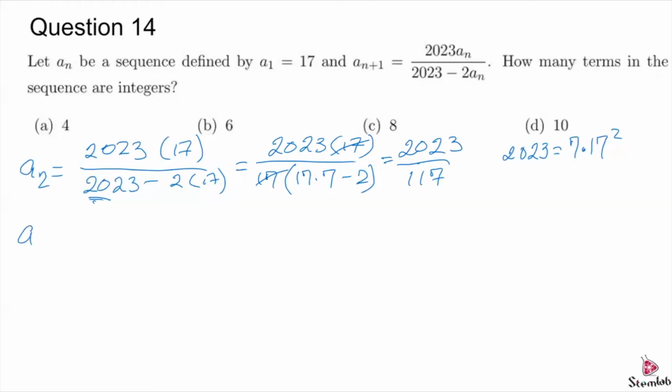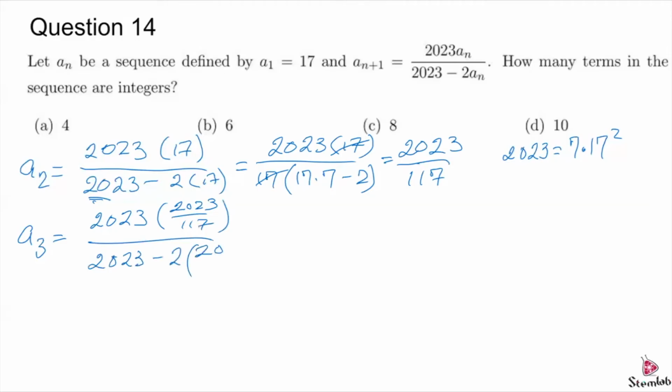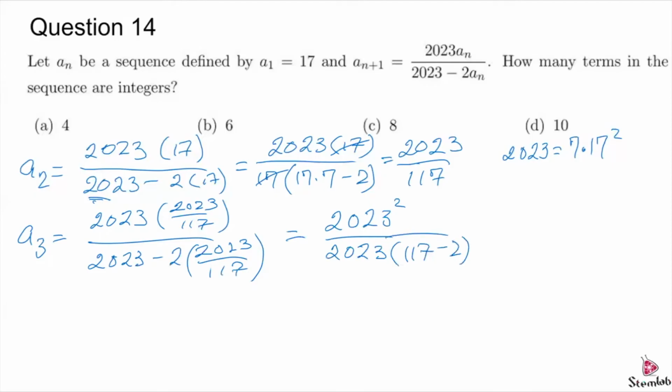So a_3 is now 2023 times 2023 over 117 all over, again, 2023 minus 2 times 2023 all over 117. If we put both the numerator and denominator to be all over 117, those will cancel. So we have 2023 squared all over 2023 times 117 minus 2, which simplifies to 2023 all over 115.